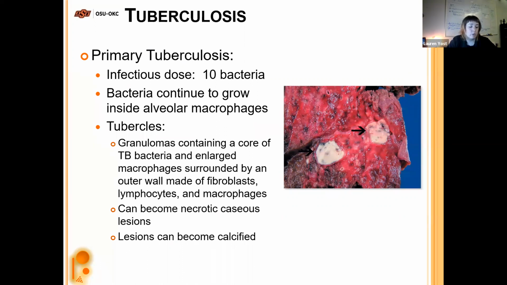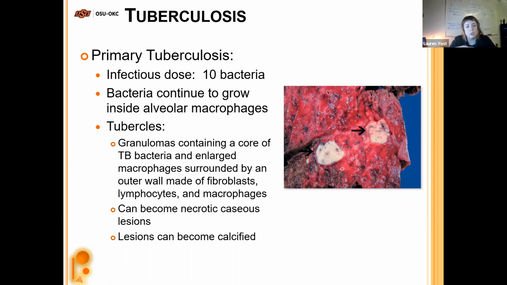When the cells come up to the bacteria to fight them, they eat them up, they think they're going to break them down. And these bacteria say, this is where I live now. And that's what happens. So they live inside of the alveolar macrophages that should be killing them and taking care of the disease. Then we have the formation of tubercles.